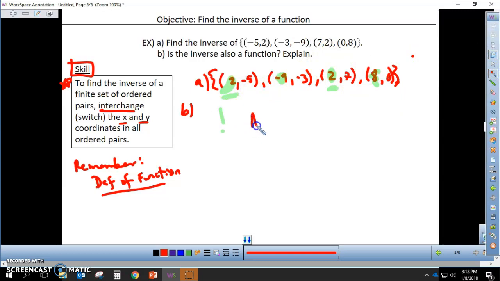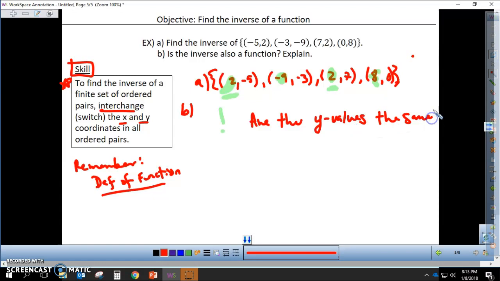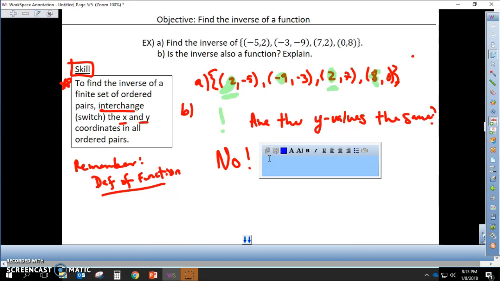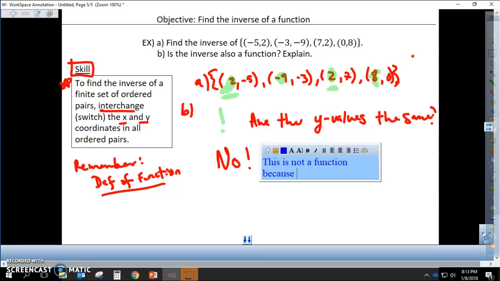So ask yourself, are the y values the same? Are they the same? In this instance, no, they are not, right? Negative 5 is definitely not 7. So our answer is no. This is not a function. And here's our reasoning. I'll type this out for you here. We say this is not a function because the domain value 2 has more than one range value.